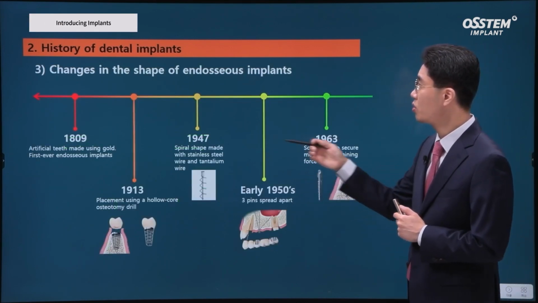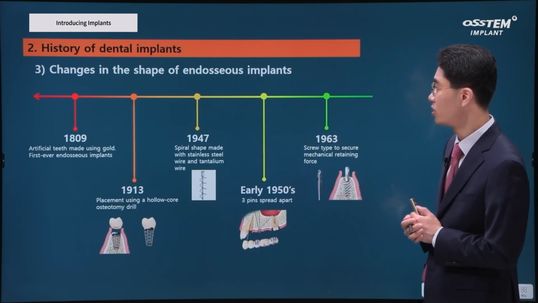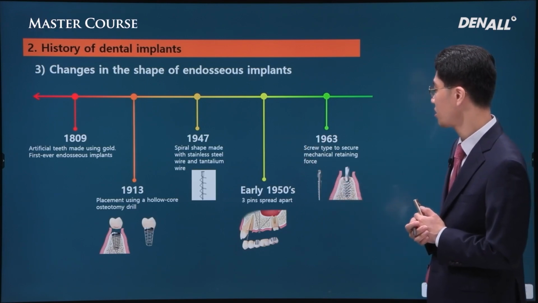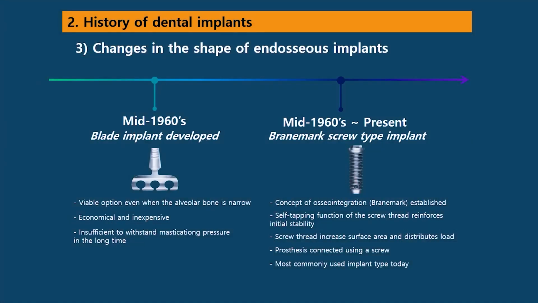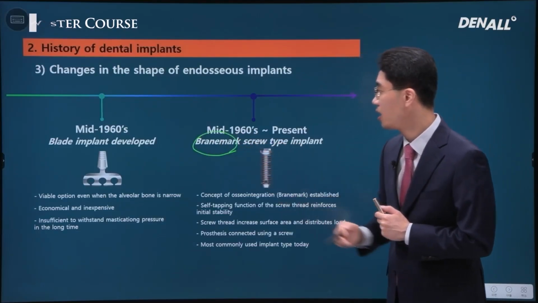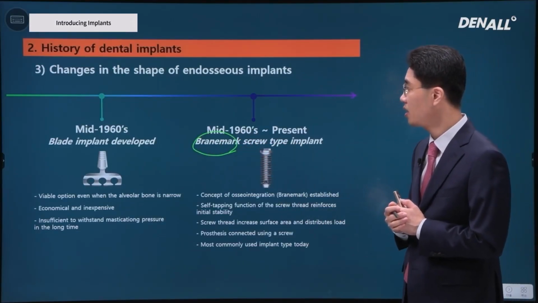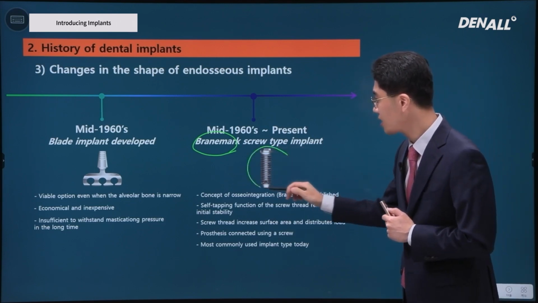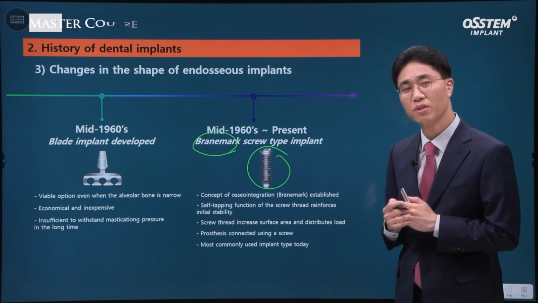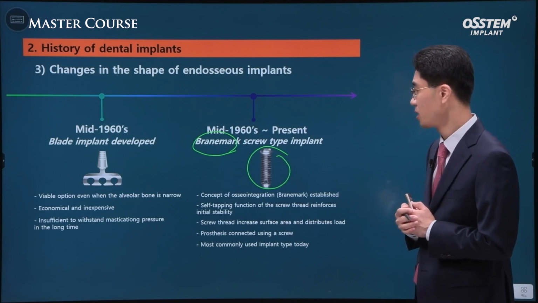Over a long time in the dental field, various types of implants were introduced. The start of modern day implant was first introduced by Dr. Brånemark, an orthopedic surgeon. This is a screw type implant devised by Brånemark, and this is the very beginning of the implant we use today.